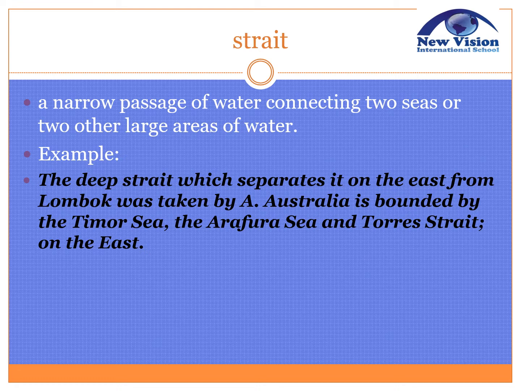Another word we have is strait. It simply means a narrow passage of water connecting two seas, or two other large areas of water. Example: the deep strait which separates it on the east from Lombok was taken by Australia, is bounded by the Timor Sea, the Arafura Sea, and Torres Strait on the east. It's a narrow passage of water connecting two seas or two other large areas of water. That's strait.